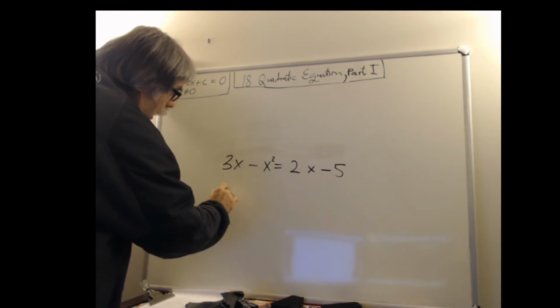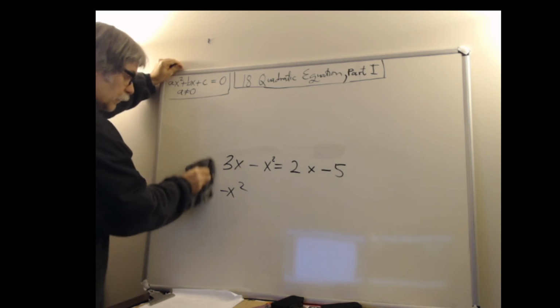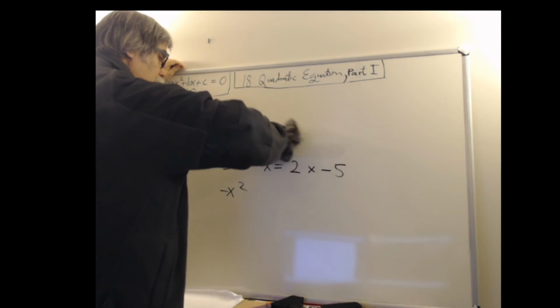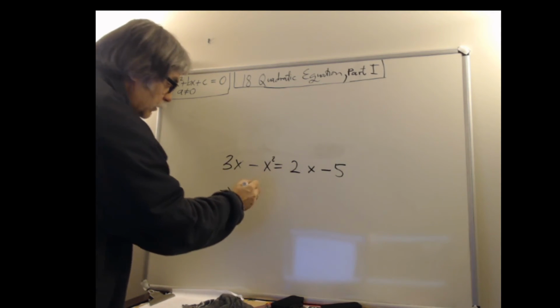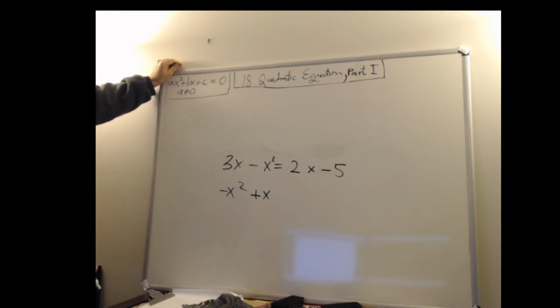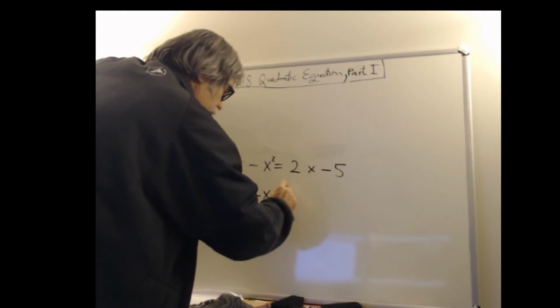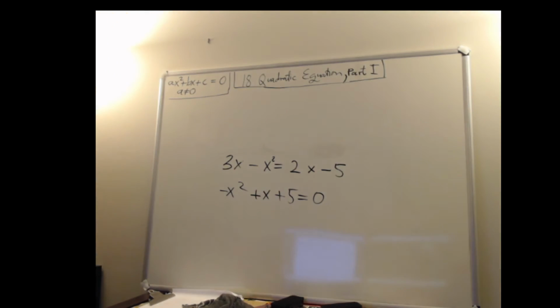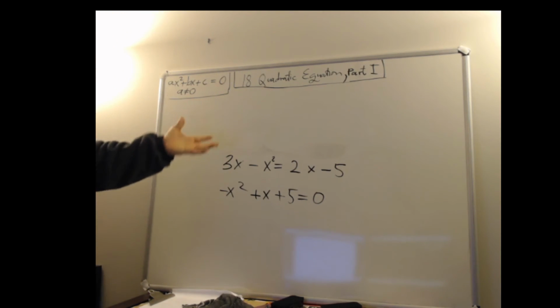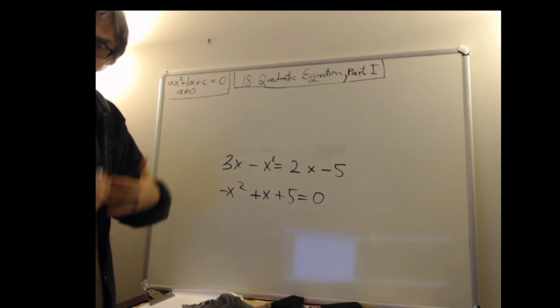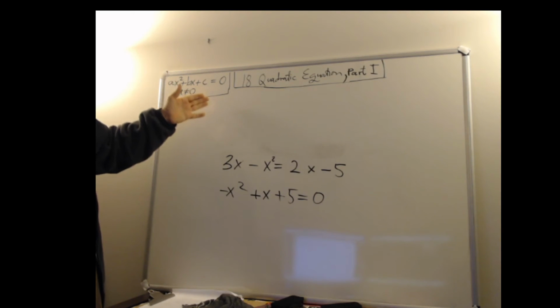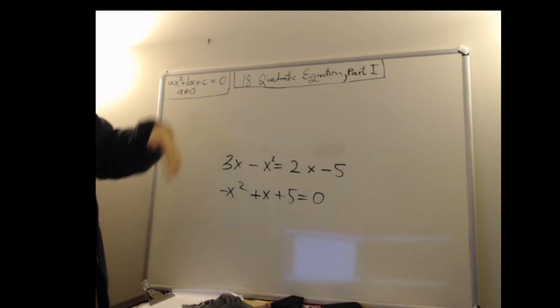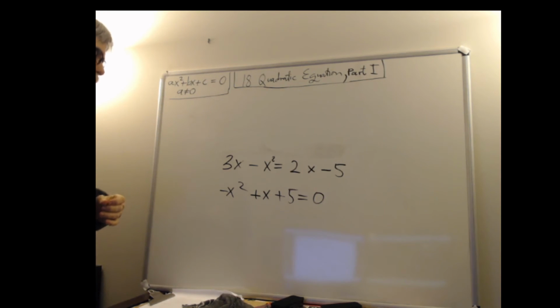How? I have negative x squared, and I have the 3x. I can put this 2x on this side, so it's going to be 3x minus 2x, which gives plus x. And I can put this one on the other side, so I get plus 5. So all of a sudden I have the standard format. Again, the quadratic equation is in the standard format when it's written like this: a term with an x squared, a term with an x, a constant number, all on one side, and on the other side 0. Left side or right side makes no difference.